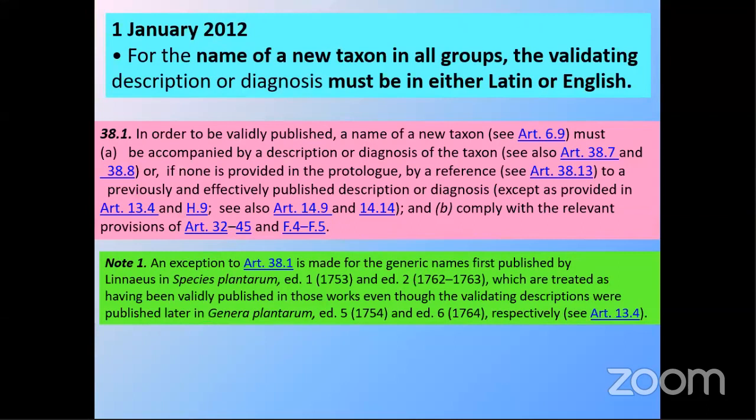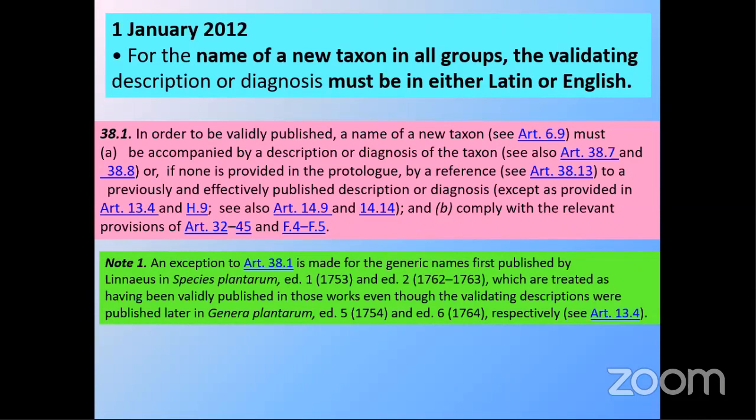In January 2012, from the Melbourne Code, for the name of a new taxon in all groups, the validating description or diagnosis must be in either Latin or English. So if you are giving a Latin diagnosis, it is also not wrong. But an English description is enough for publication of a new species or new taxa. It is an important decision, because now many botanists are not knowing about Latin diagnosis or Latinization. So they have removed the Latin diagnosis process from the publication of new taxa. So it is governed by Article 38.1.